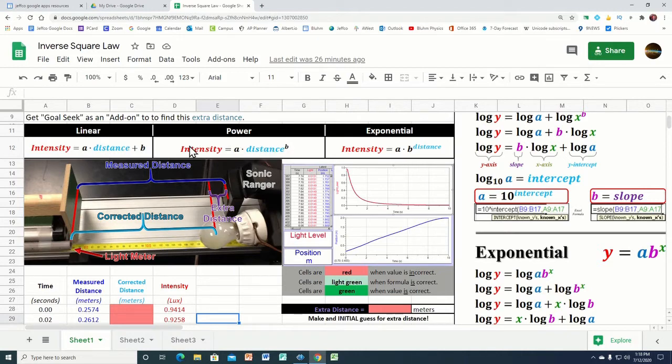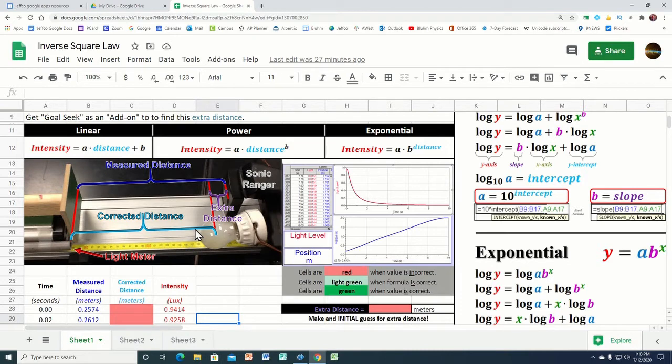between distance and intensity. So this light sensor is on a cart, and there's a board here that's also on that cart. That cart can move forward and it can move back very smoothly and always point the light sensor right at the light bulb. Over here I have a sonic ranger that's going to be bouncing sound off of that board and coming back and measuring the distance that light sensor is from the bulb, also at 2/100ths of a second intervals.